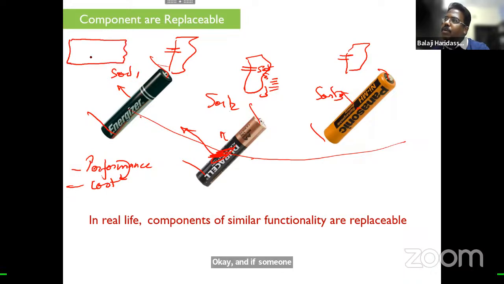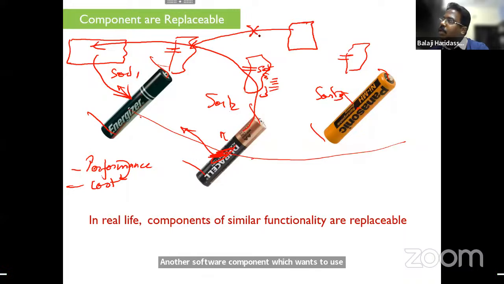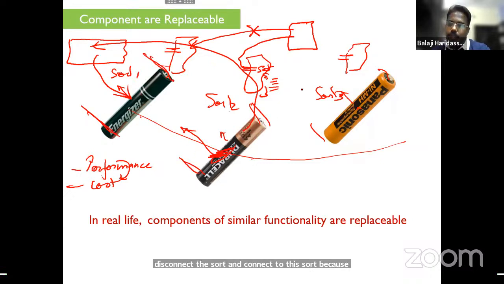Okay. And let's say the clock now wants to use an efficient battery. I can just remove this battery and include this battery. Is it clear what I'm saying? In the same way, another software component which wants to use sort may be using the sort function. Now it is very easy for me to disconnect this sort and connect to this sort because all their interfaces are the same. Is it clear what I'm trying to say?